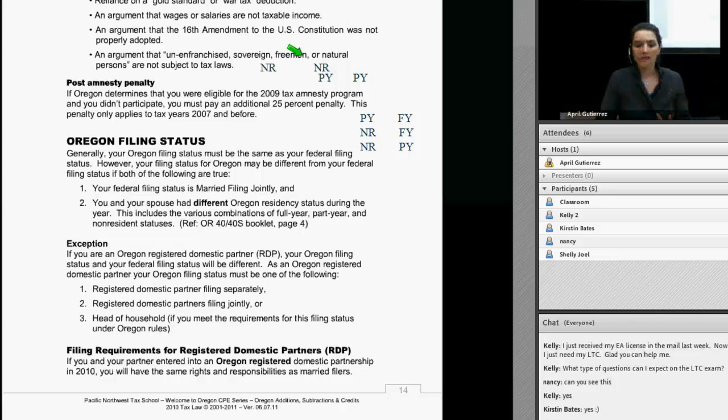If you are in an Oregon registered domestic partnership, it's completely separate rules. And because the Oregon registered domestic partnership rules are so specific, that's going to be the next topic that we talk about.